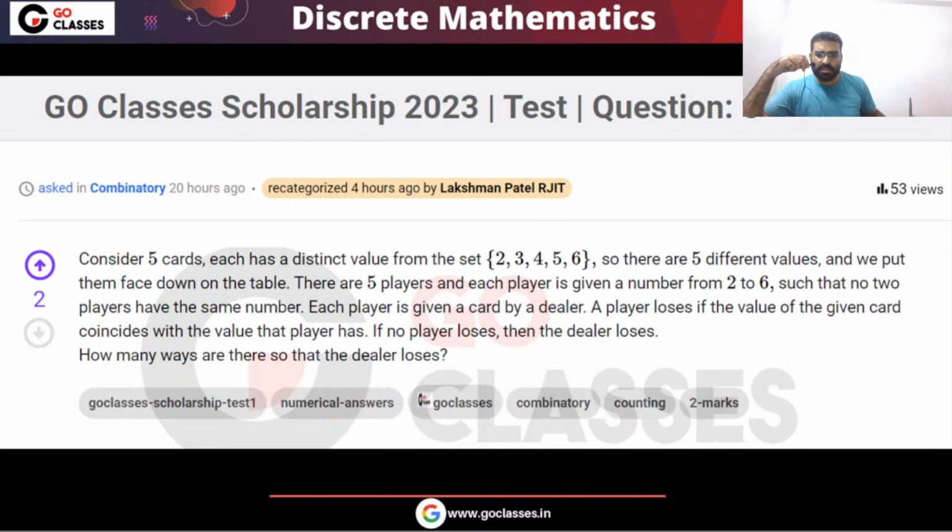Let's see this question. Did you do this? Another very simple question. This question is asking that there are 5 cards. Read the question. Each has a distinct value, so every card has a distinct value.